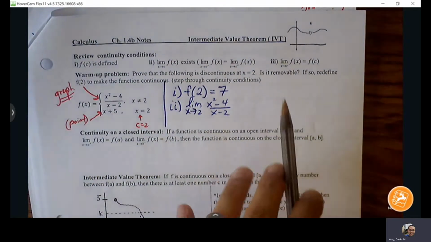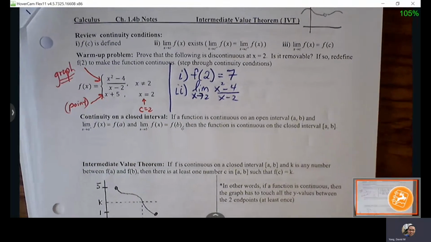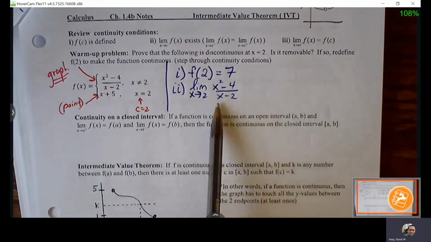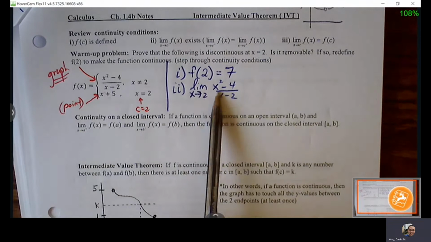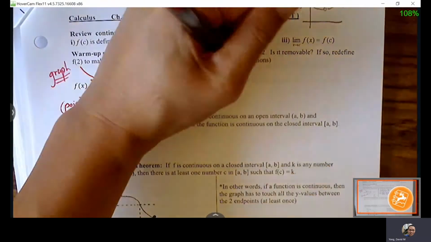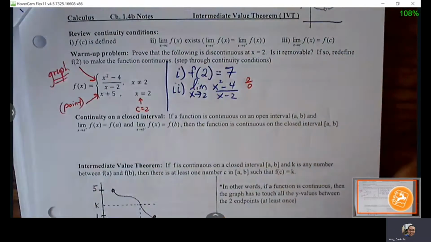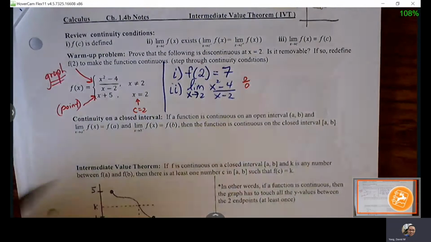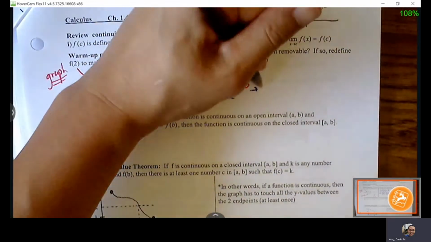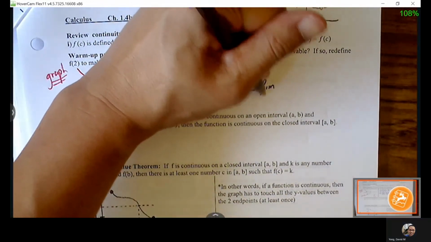So now back to our algebraic steps here. What's the first thing we do here? Okay, plug in. Plug in, what do we get? 0 over 0. That's going to lead us to factoring or reducing.